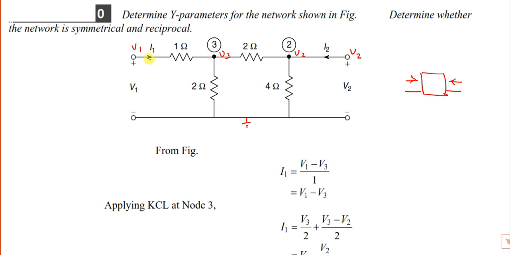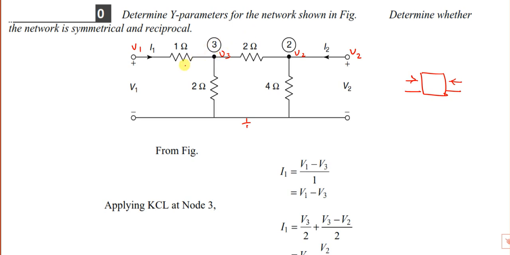I1 is the potential difference, so V1 minus V3, this is considered as 3 not 2, because in the two port network this is V2. There is no resistance, so this voltage will be the same as this, so this is V2. One more extra node is this, V3. So I1 is V1 minus V3 by 1. And you can apply KCL at node 3.